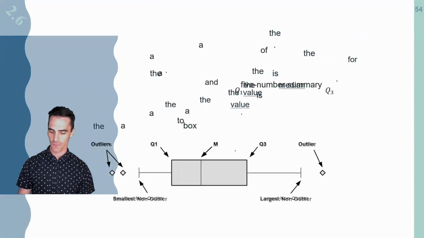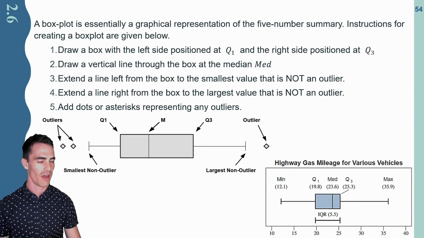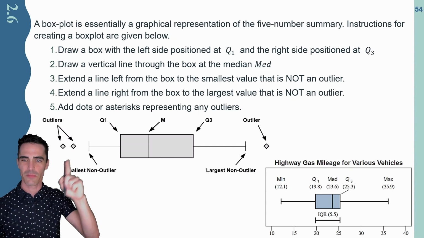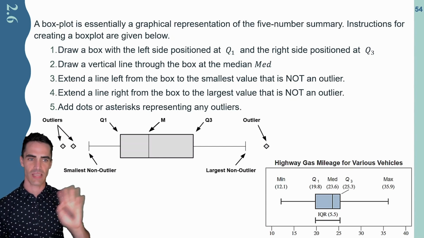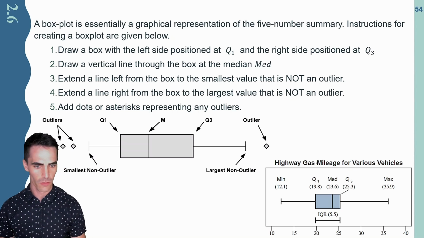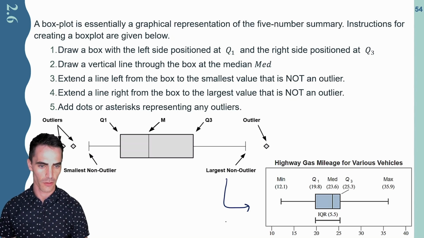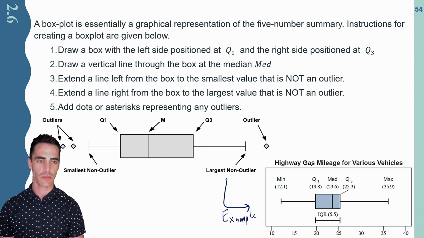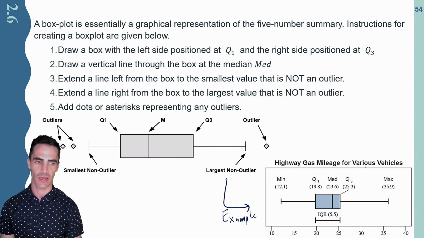So here we should have a picture of a box plot. Let me move out of the way a little bit, and you can see those characteristics. These items that are above 1, 2, 3 are just exactly what I talked about previously. You'll see a nice little example over here drawn out for you. This example just demonstrates a box plot for highway gas mileage for various vehicles.